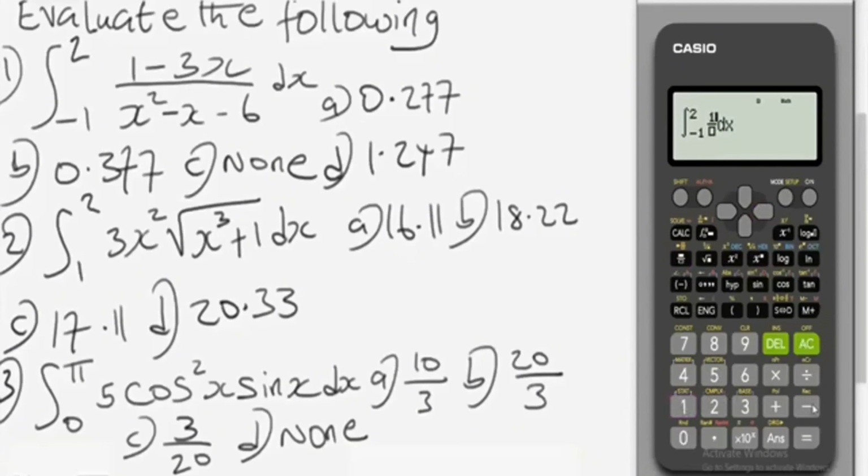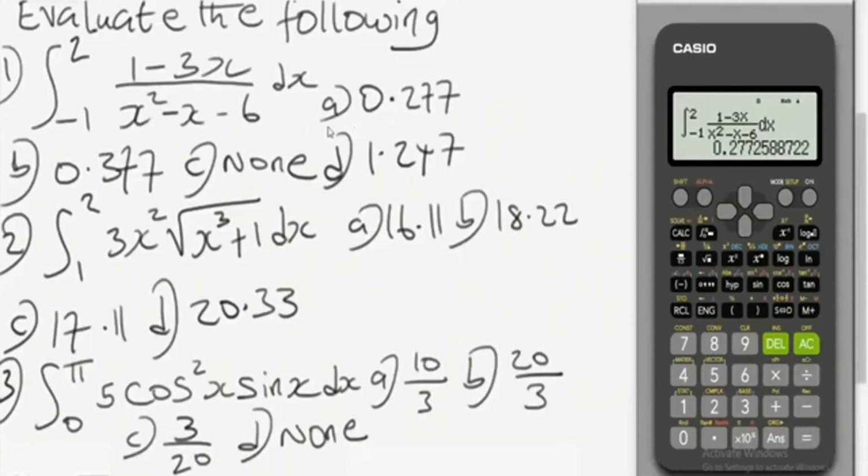We have 1 minus 3x (press alpha and this button for x) over x² (alpha and this button for x, then press the button for square), minus x (alpha and this button) minus 6. So that's it, guys. Now let's press equal to and get our output or results.